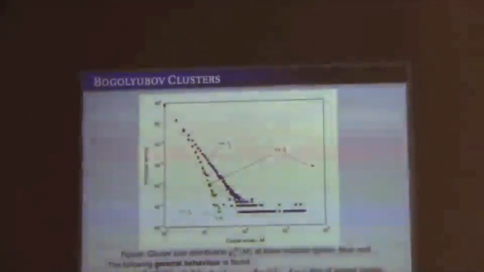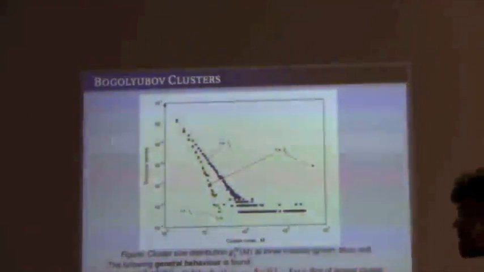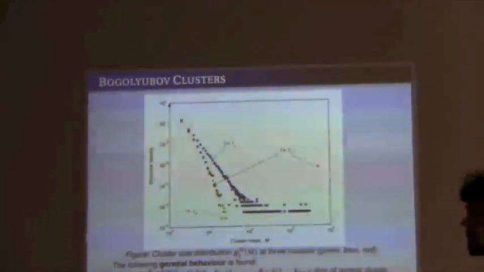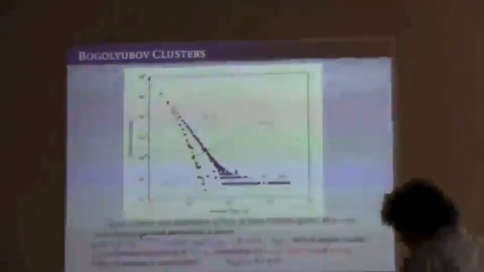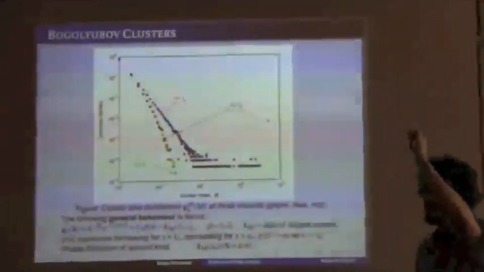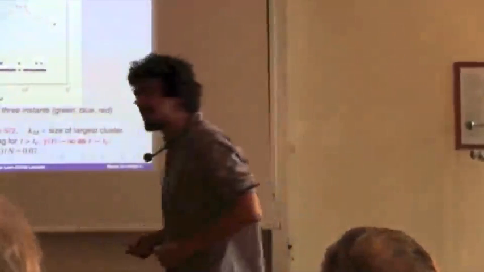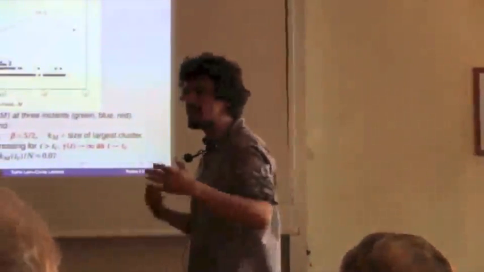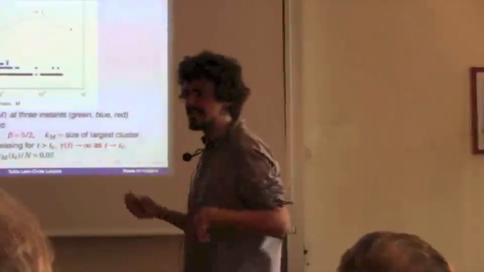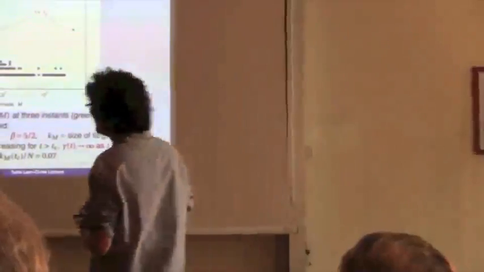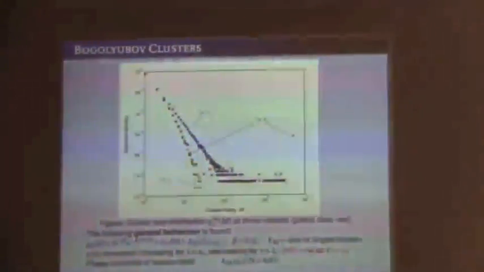So, backward cluster: you pick one particle at time t, and you go backwards in time, and you collect all the particles that appear in the procedure. This is a notion, not time reversal. The Bogoliubov cluster is instead completely symmetric.